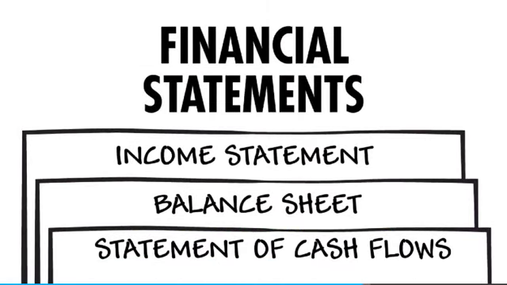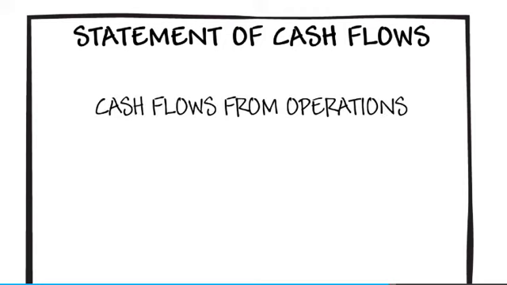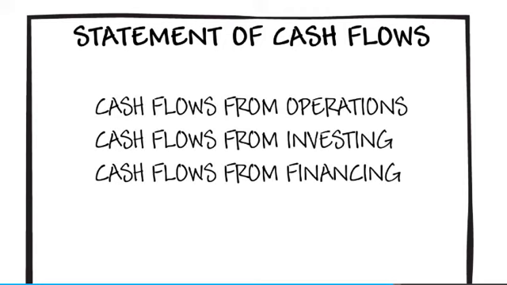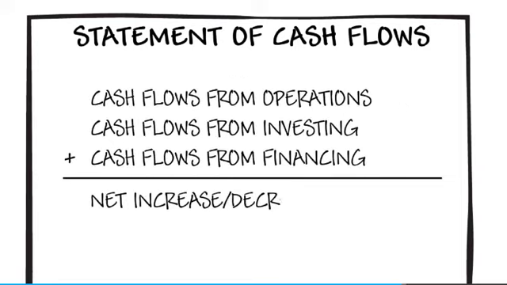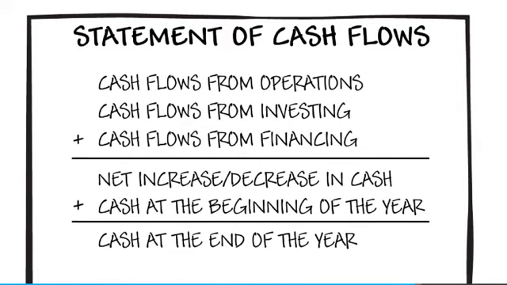The last major financial statement is the statement of cash flows. The statement of cash flows explains why the organization's cash has increased or decreased from the beginning of the year until the end. The statement of cash flows explains the increases or decreases in cash from three categories: operations, investing, and financing. The positive or negative cash flows from each of these three categories is added together to arrive at the net increase or decrease in cash. When you add this to the cash from the beginning of the year, you arrive at the cash at the end of the year. This statement is very important because cash is essential to the operation of the firm.